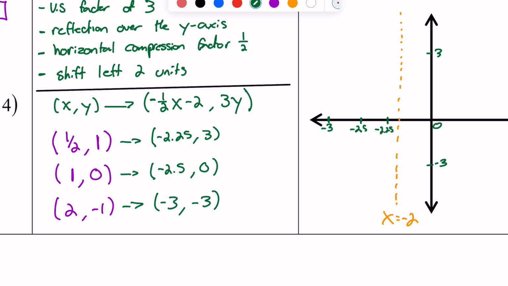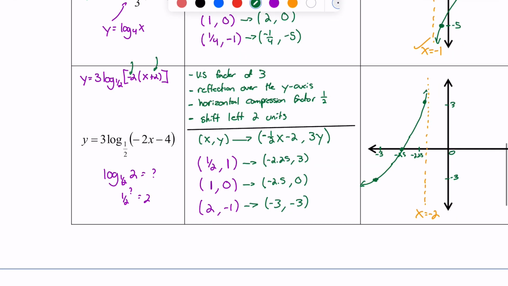So let's now plot our points. So at -2.25, that's when we're up here at 3. At -2.5, you're at 0, so right down here. And then at -3, -3. Right there. So your curve looks like this. So that is f of x.